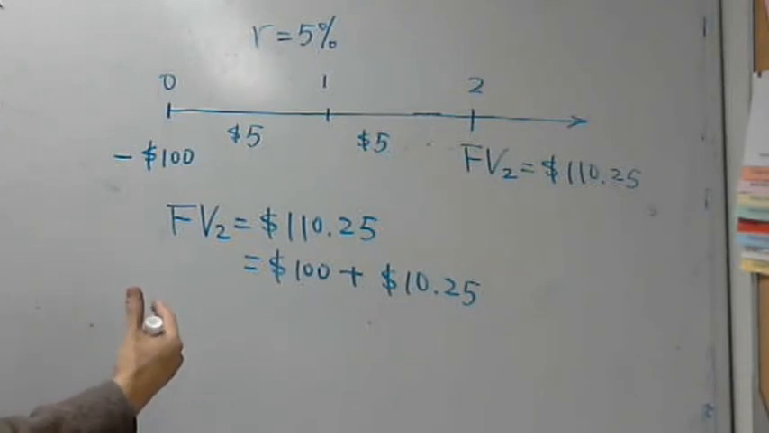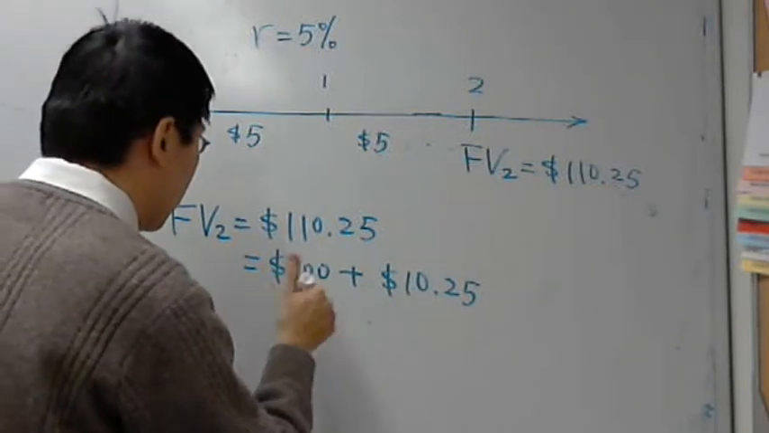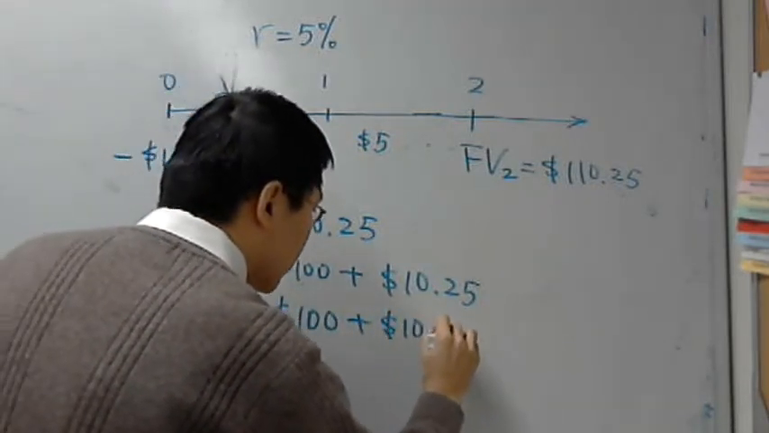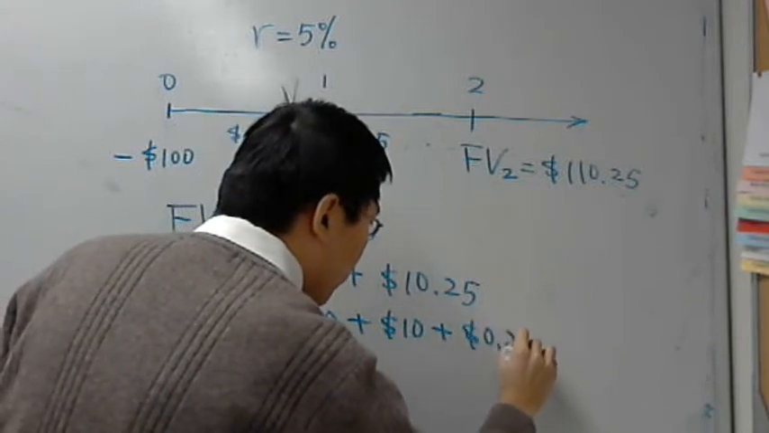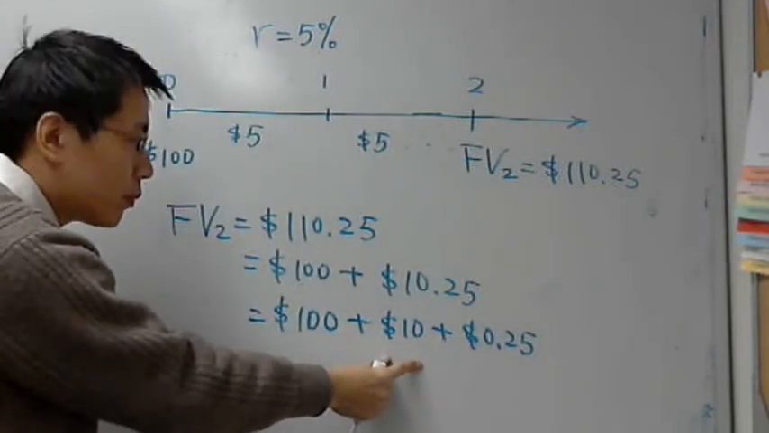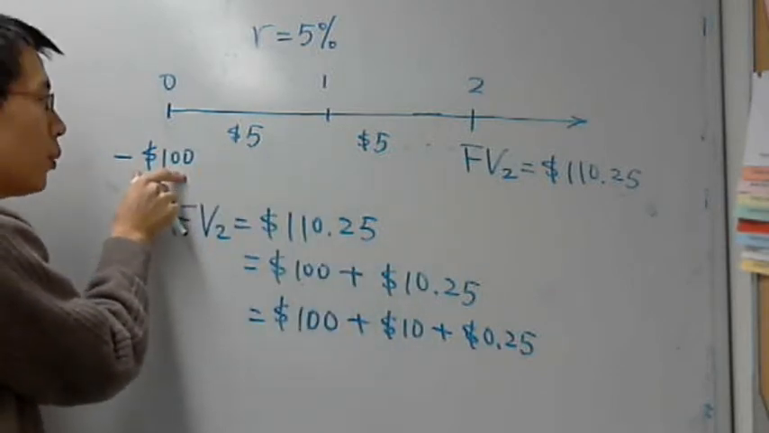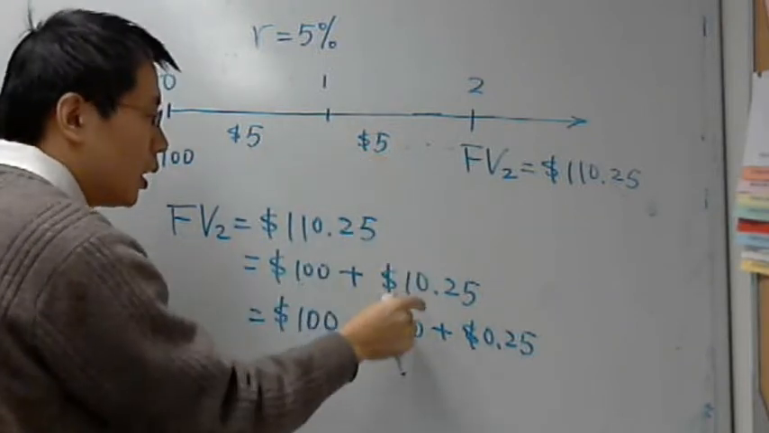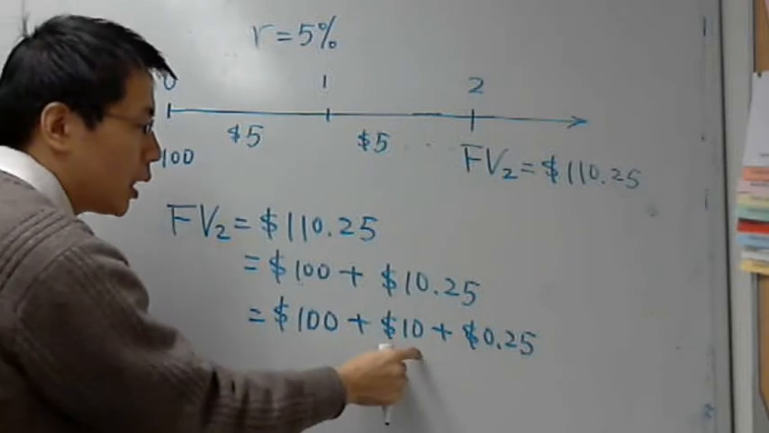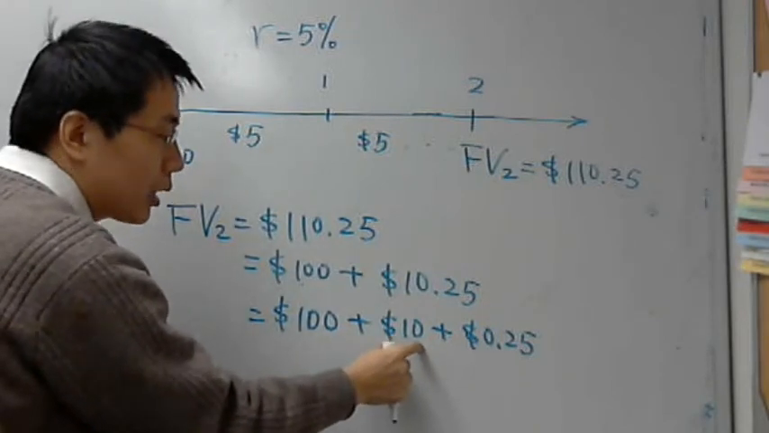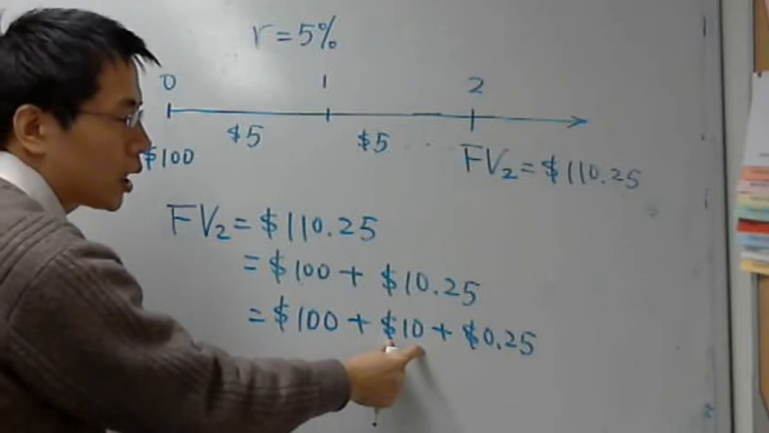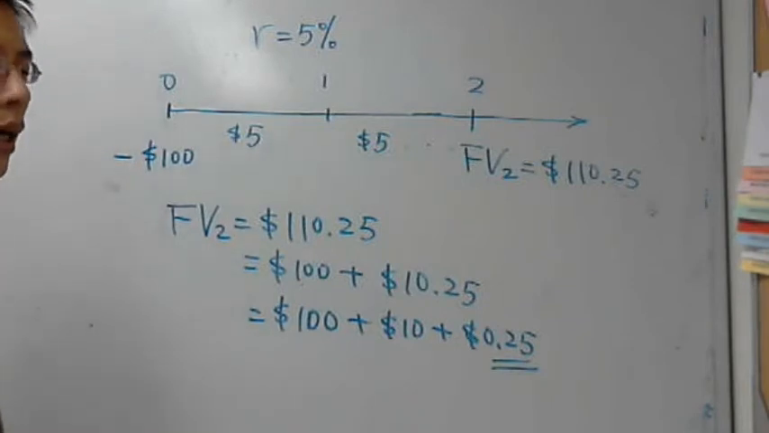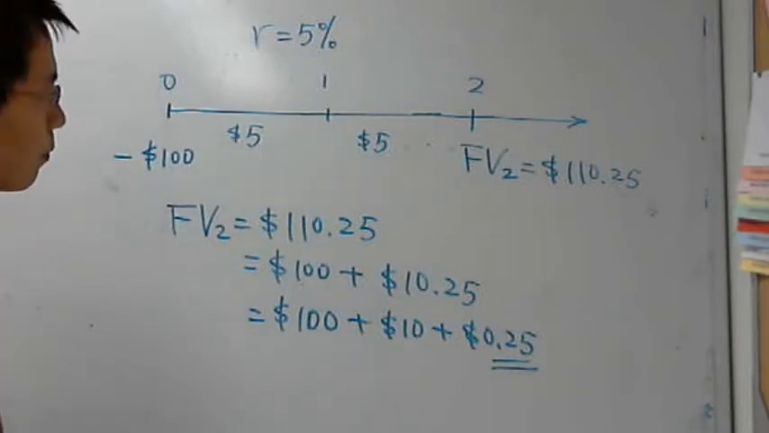Now I'm going to break the interest further. What is this $10? Remember, the $100 principal will generate $5 in the first period, $5 in the second period. So the sum of the simple interest is $10. So the second item here is the simple interest. Now, this leaves the question, what is this 25 cents?